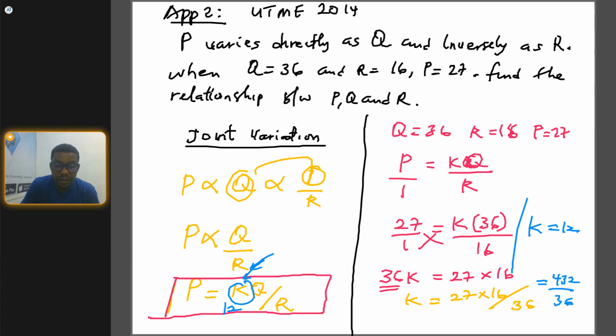So to do that, I'm going to write it here inside this box that P equals 12Q over R. And that is the relationship between P, Q, and R. All right, is that clear to us? Kindly signify if it's clear to you. We are moving on to the next application.